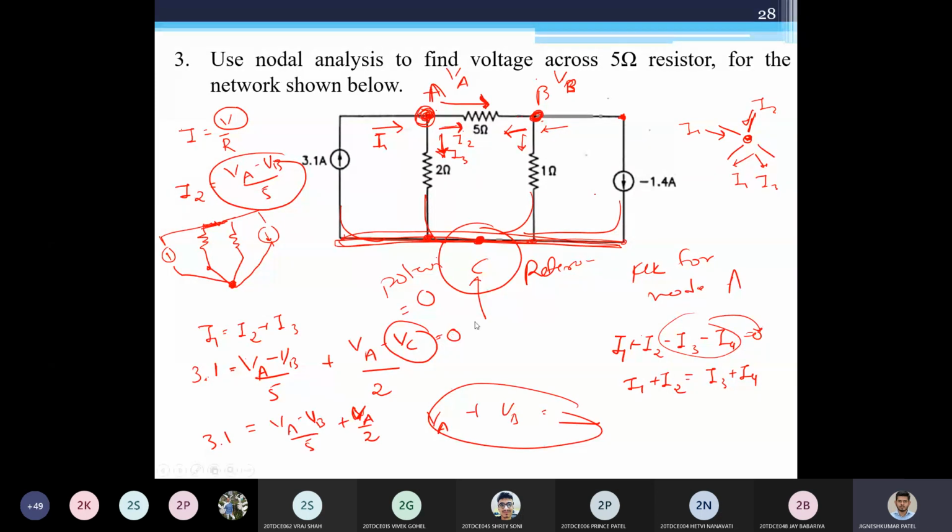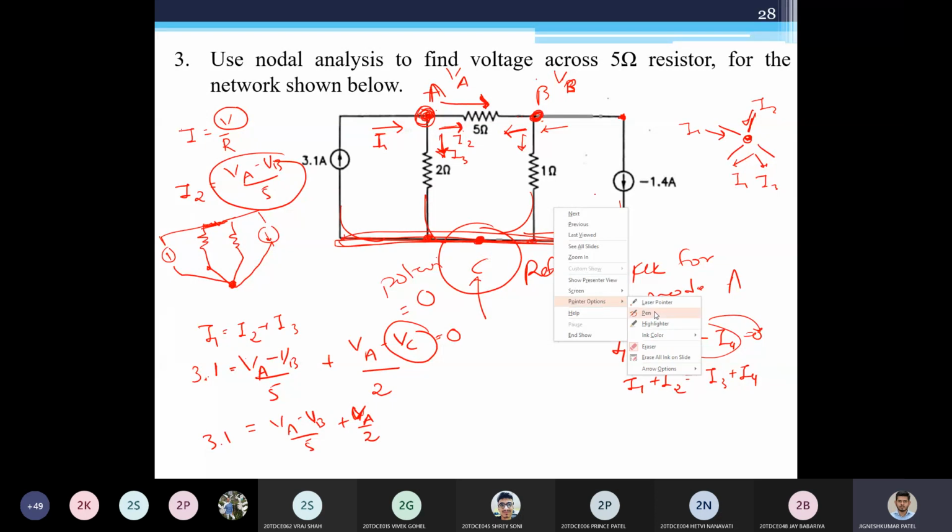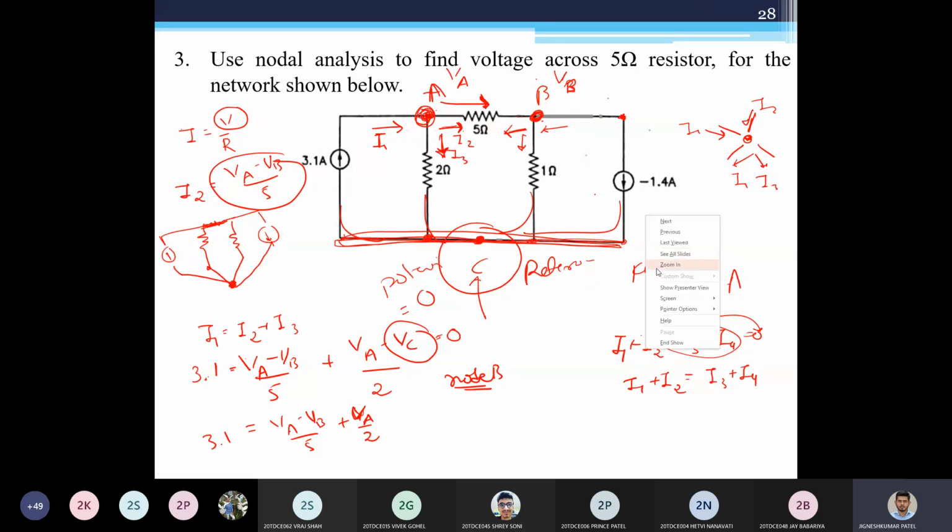Now let us write down the equation for the other part. Let me remove some space. Again, I'll select the pointer option, pen. In the same way, we are applying KCL at node B. Now at node B, what will happen? I need more space.